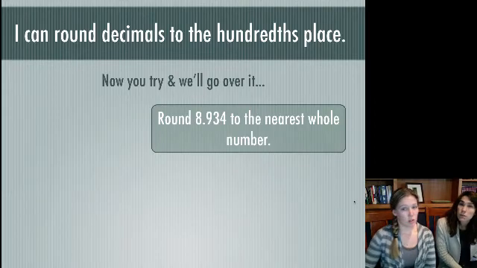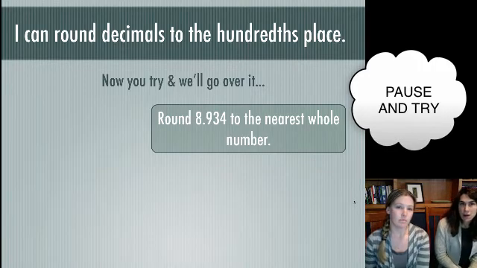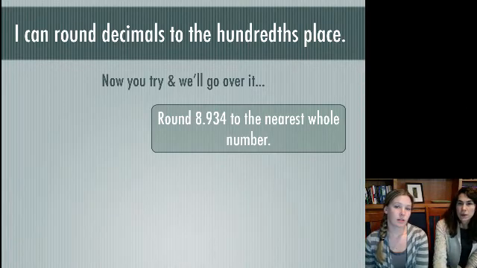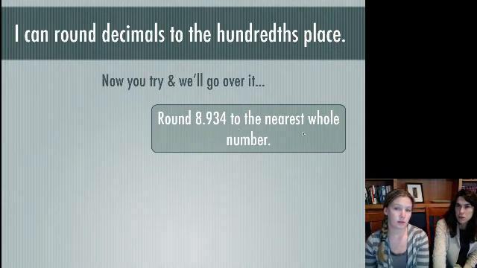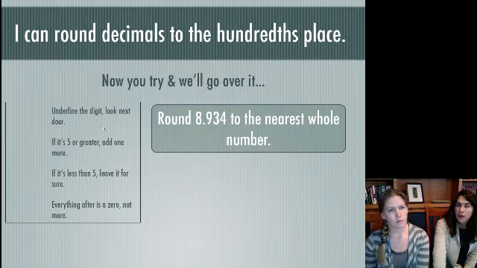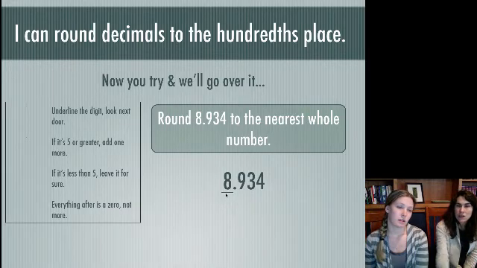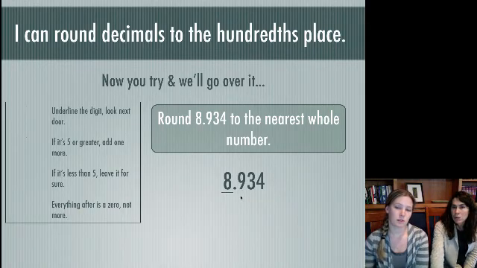So now you get to try one, and then you'll go over it. So pause, and now let's go over this. Here it says round 8 and 934 thousandths to the nearest whole number. I want to think about our poem again and underline the digit that we want to deal with. The whole number is before the decimal. So I should have underlined the 8. Now it says I have to look next door. Next door is this next number right here. If it's 5 or greater, add 1 more.